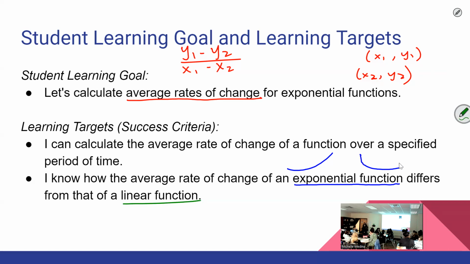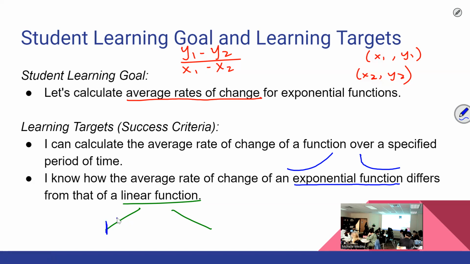How does that compare to your linear functions? What do linear functions look like? Straight line. Positive would look like that. Negative would look like that. Now, one of the goals, let's just answer that now, is how it differs from a linear function, the average rate of change. So on a linear function, is the average rate of change constant throughout? Yes, no. Yep.